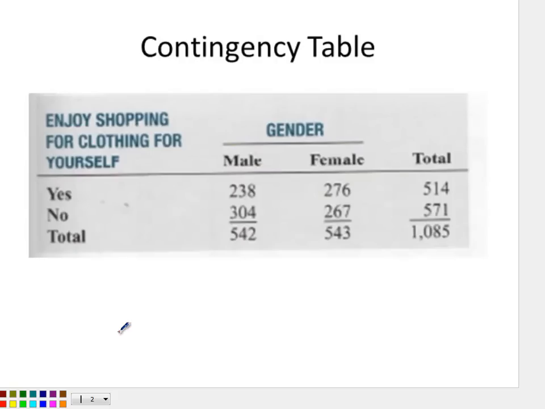So this is my table, and as you can see, I have it broken up into gender and their response to the question about shopping. I have 238 males who enjoy shopping for themselves, 276 females who enjoy shopping for themselves, and then for the no column, I have 304 males who do not enjoy shopping for themselves, and 267 females who do not enjoy shopping for themselves. So what we're going to do is calculate the total percentages, the percent of overall totals for each one of these cells.